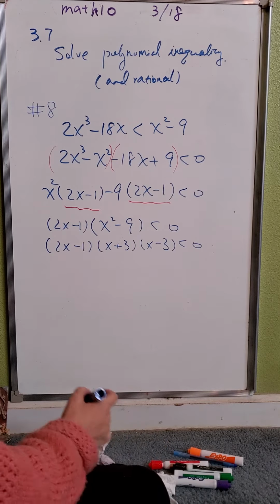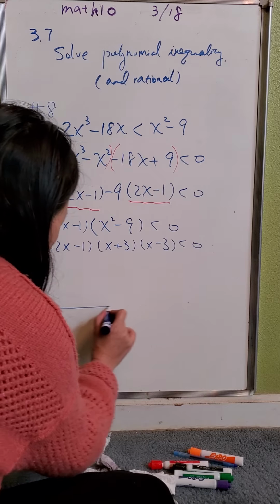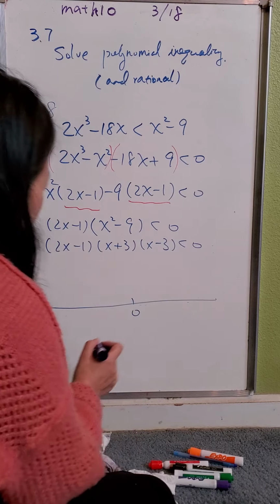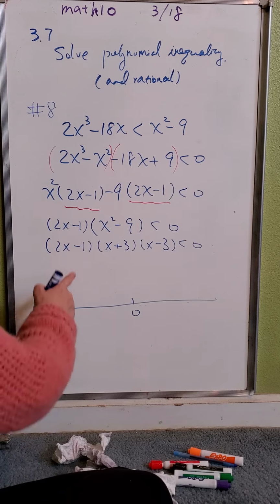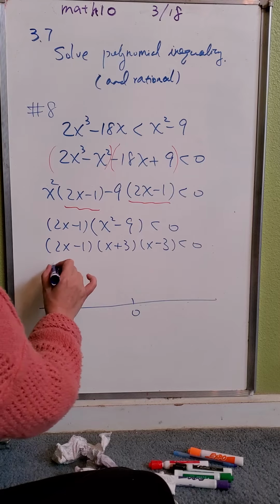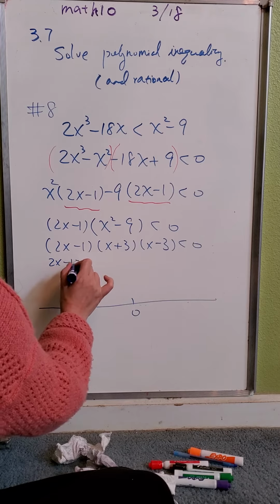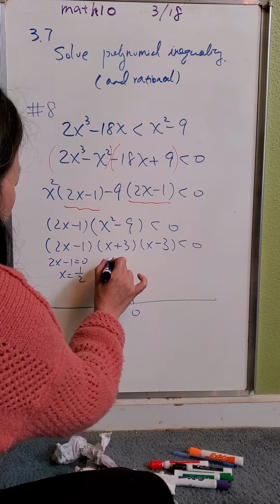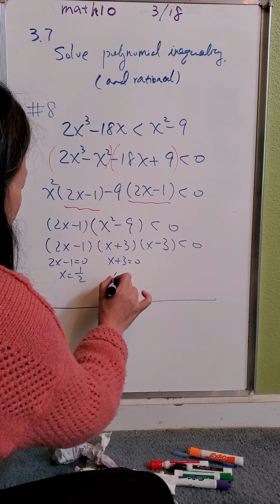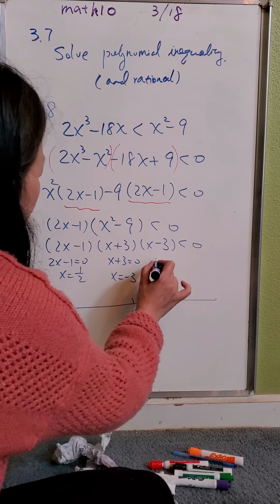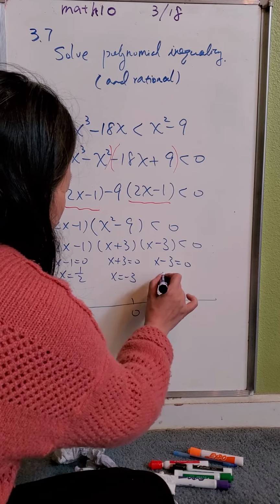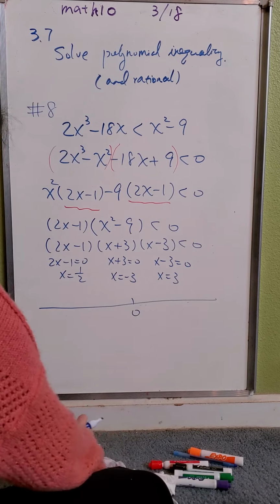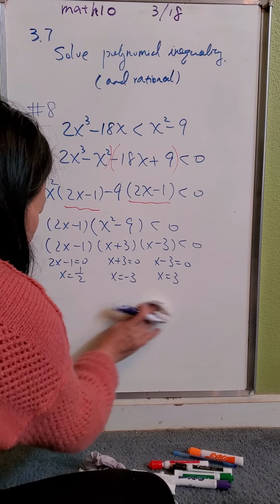Okay, so now we're going to draw a line. And then we put 0 again. We set each equal to 0. So 2x minus 1 equals 0, and x equals 1/2. x plus 3 equals 0, x equals negative 3. x minus 3 equals 0, x equals 3. I need more room here.